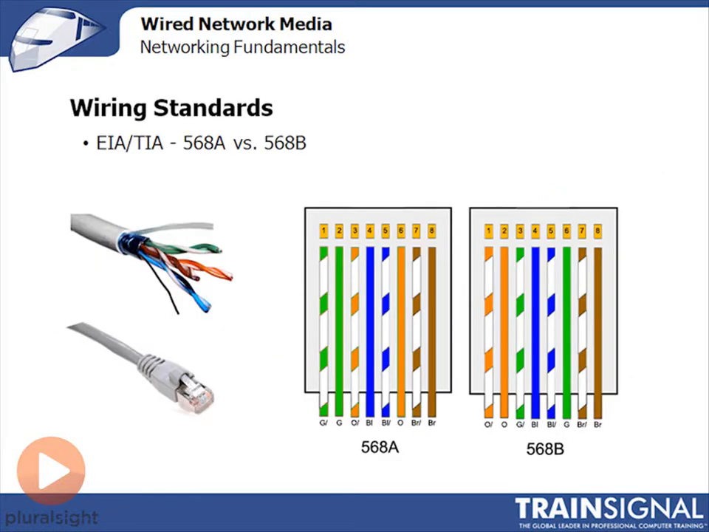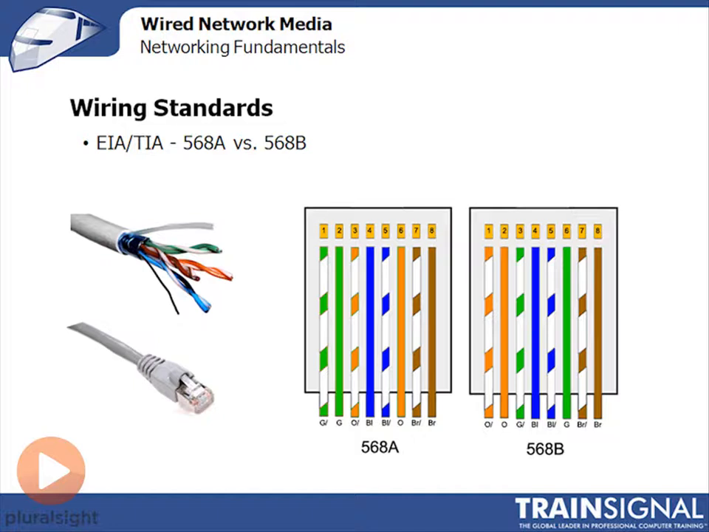So now I want to talk to you about some of the wiring standards. And specifically, these are going to be the wiring standards for our twisted pair cables. Okay, that's why I have that illustrated on the screen once again. And the EIA TIA created these standards, and there's two standards. There's what's known as 568A and 568B. Okay, and you'll notice that they're very, very similar with some slight differences.